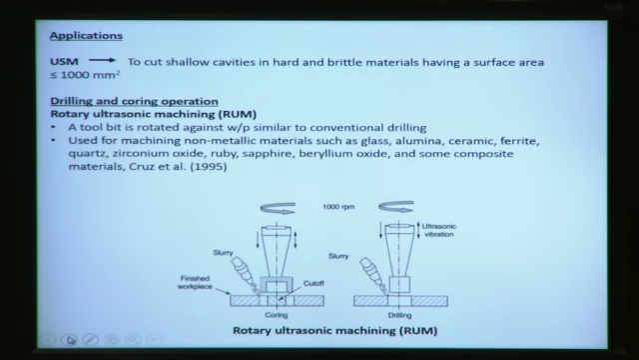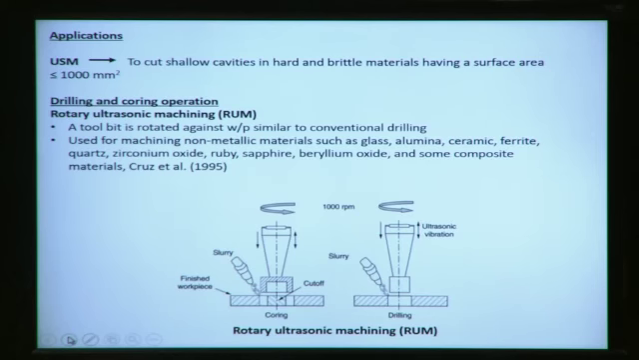In normal ultrasonic machining, the tool vibrates at an ultrasonic frequency, but in the rotary ultrasonic machining process, the tool rotates as well as vibrates. So in rotary ultrasonic machining we give some modification to the tool, so it rotates during vibration also. A drill bit is rotated against the workpiece, similar to the conventional drilling operation.